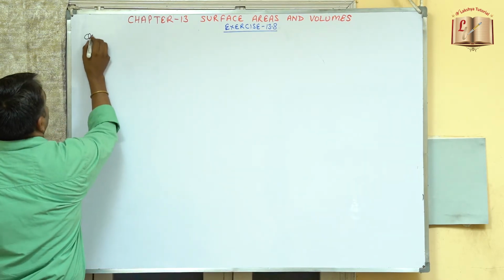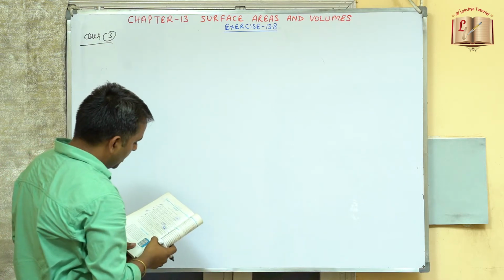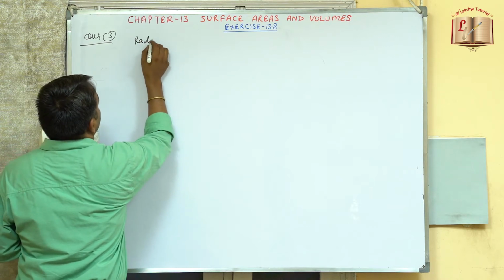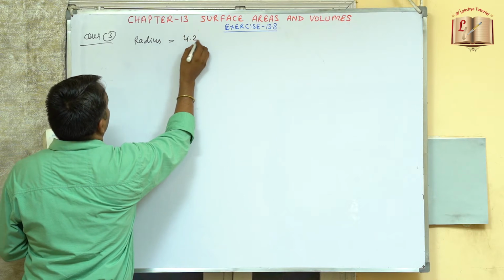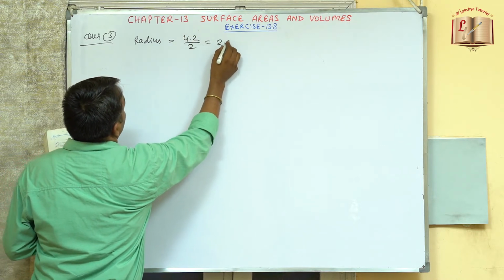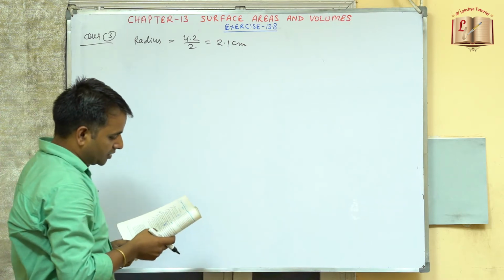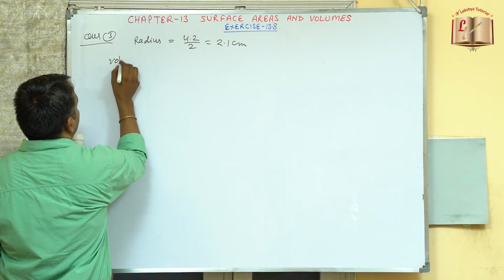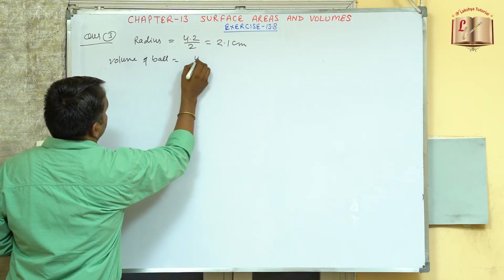Now coming to question number 3. The diameter of the metallic ball is given. So we need to find out the radius of the ball. Radius will be equals to 4.2 by 2. So this will be 2.1 centimeters. What is the mass of the ball if the density of the metal is already given? So first of all, we will find out the volume of ball. So this is in the spherical shape.